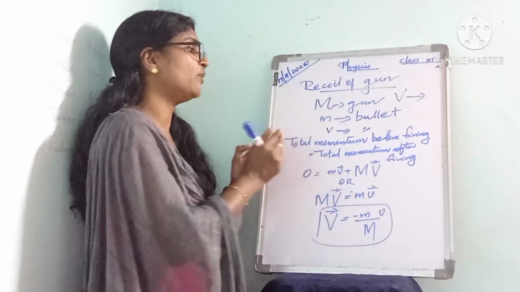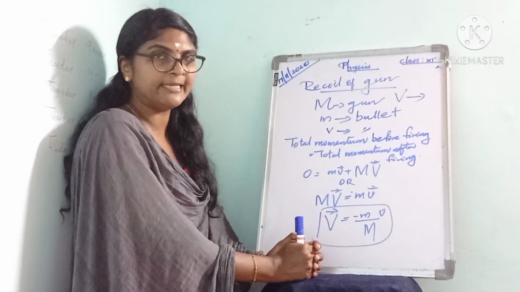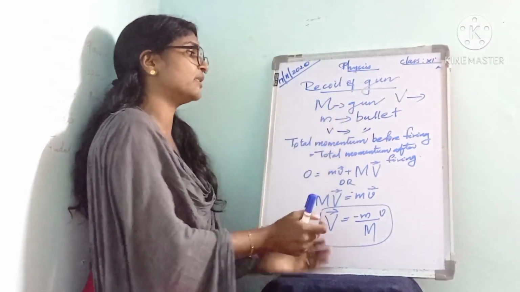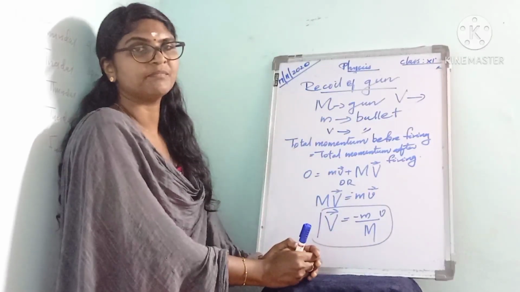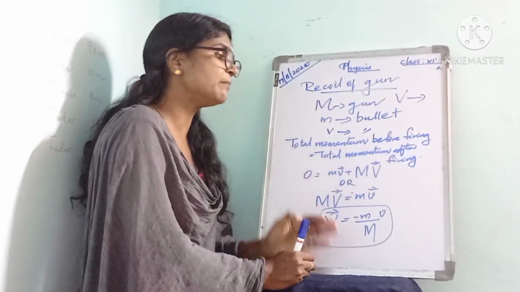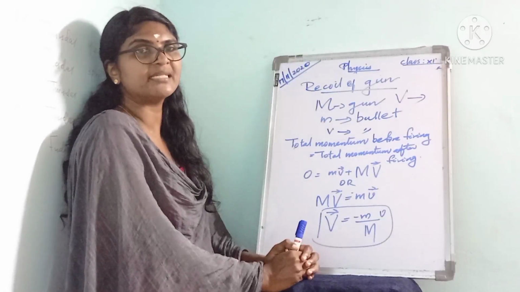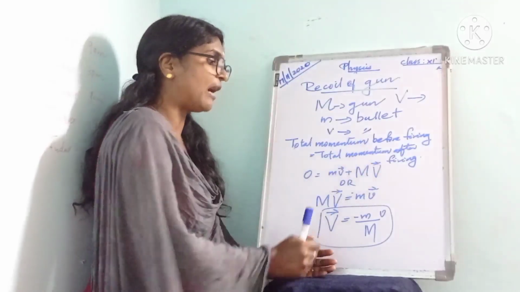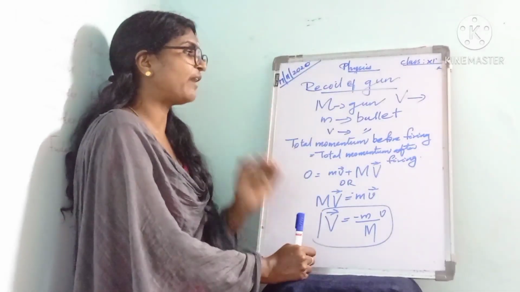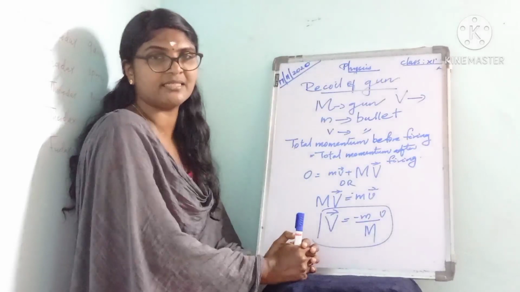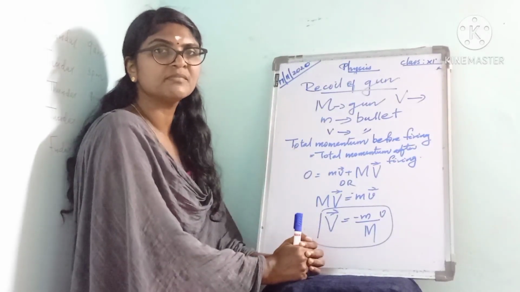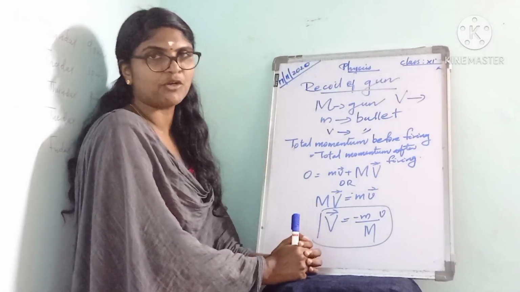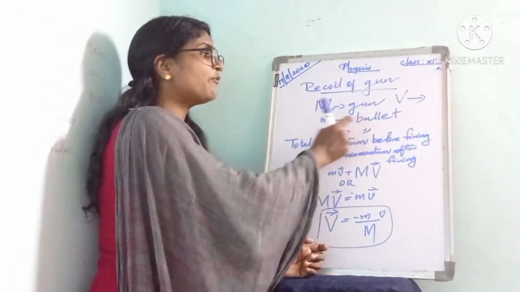According to the conservation of linear momentum, the total momentum before firing is equal to the total momentum after firing. Here, before firing, both the bullet and gun are at rest. Then what about the momentum? It is 0. So the total momentum before firing is 0. That is equal to the total momentum after firing.